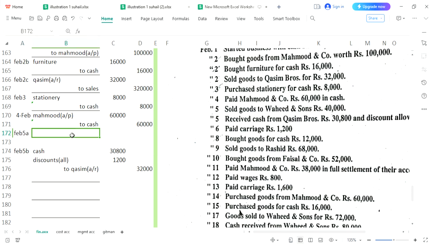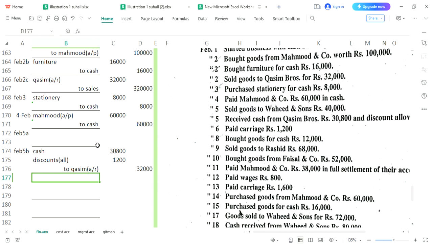This entry was missed, but keep it in mind it is possible only on systems, not when you are doing it on copies, so you will have to be very careful at that time. Let's see what the February 5th A entry is. Sold goods to Wahid. This entry was skipped. Sold goods to Wahid for rupees 40,000.